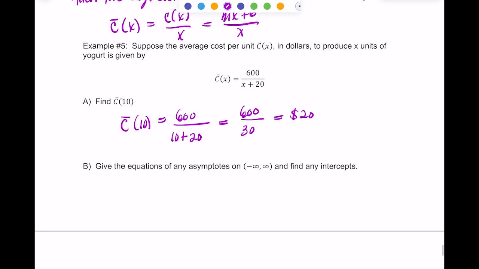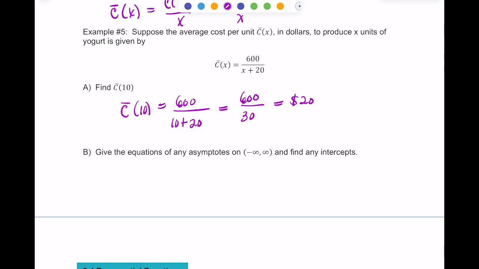The next thing we need to do is give the equations of any asymptotes on negative infinity to infinity, so all real numbers, and find any intercepts. Well, we know from just a few minutes ago that to find the vertical asymptote, we're going to take the denominator and set it equal to 0. So if I set x plus 20 equal to 0, I get x equals -20. So that's where there's a vertical asymptote.